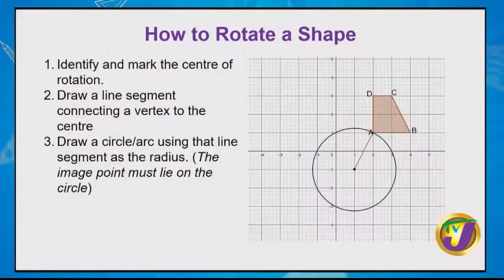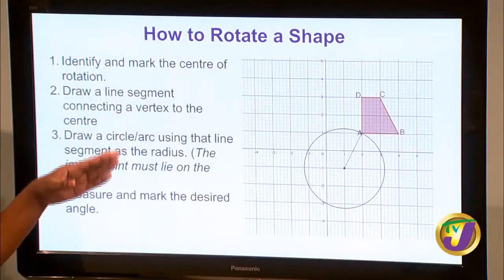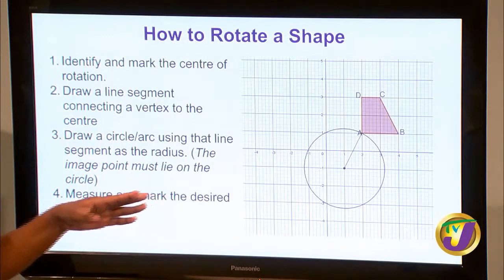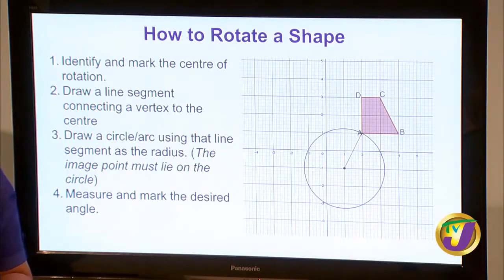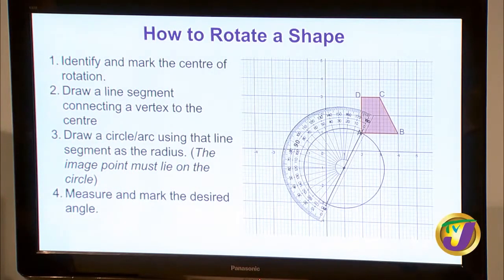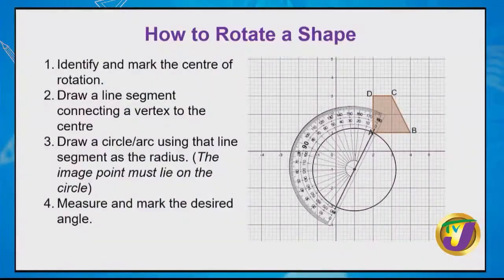So we're noticing here, let's go back to the circle, that A prime is supposed to lie somewhere on this circle. Yes. Right? So let's see what we do next. So we're going to have to now measure and mark the desired angle. In our case, we said 90 degrees anti-clockwise. Good. Yes, so let's see if we can measure our 90 degrees here. All right, so I can identify 90 degrees. Let's put a dot there, Latoya. There is 90 degrees and it's anti-clockwise.